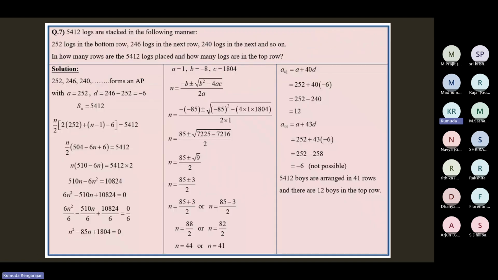Okay, this log sum I didn't work, so I have the working here. I think I just took the equation from, yeah, so just in case you were not able to complete, you can take a screenshot. This is not boys logs. I've just gone wrong while typing, sorry. Logs are arranged in 41 rows and there are 12 logs in the top row.